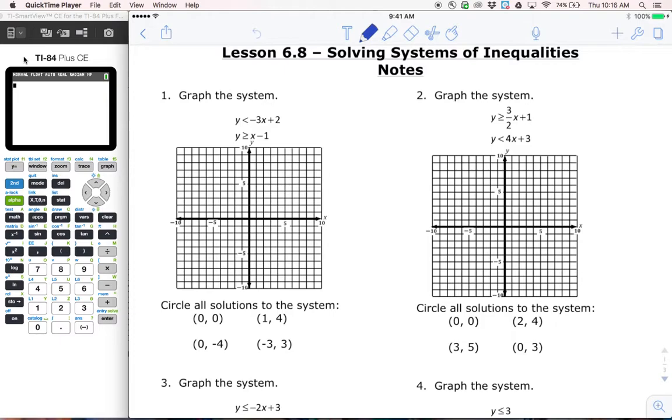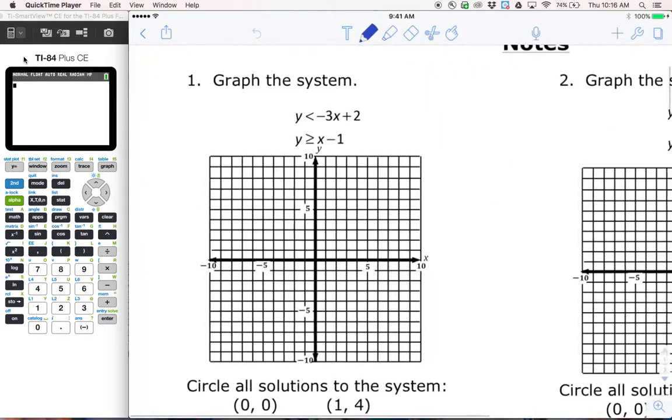6.8, Solving Systems of Inequalities. Today we are taking our inequalities that we've been graphing on the coordinate plane and we are looking at their solutions when they are overlapped. So we're going to start just here with problem number 1, looking at a couple of examples.